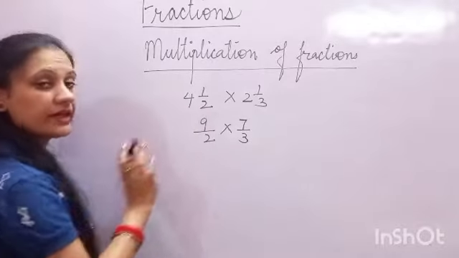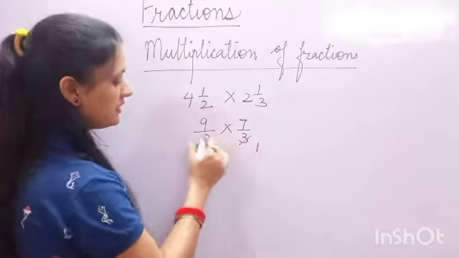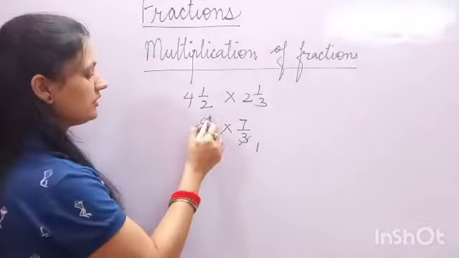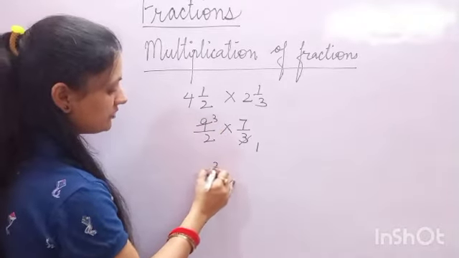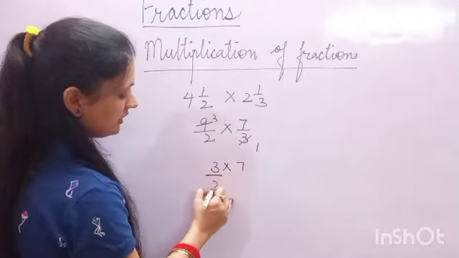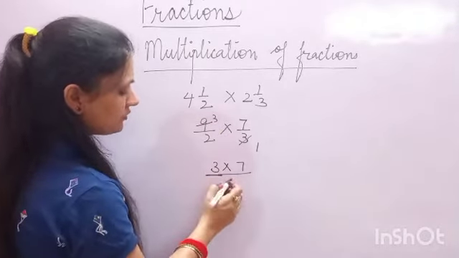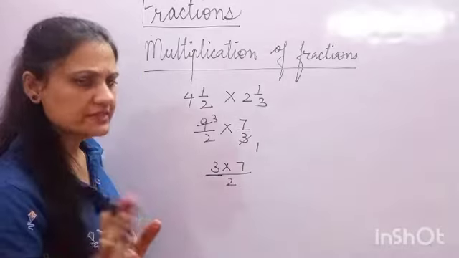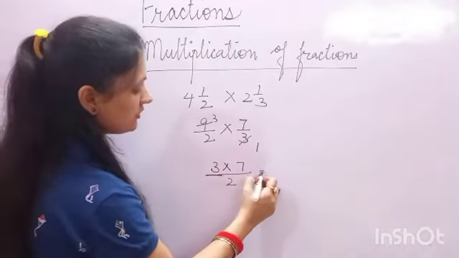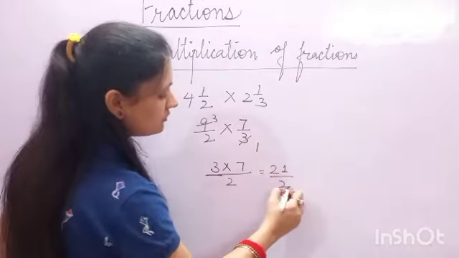So 3 and 9 can be reduced. 3 ones are 3. And 9 comes in the table of 3, 3 threes are 9. So we are left with 3 multiply 7. And in the denominator, we write down 2. Right? No need to take LCM. So here 7 3s are 21 upon 2.